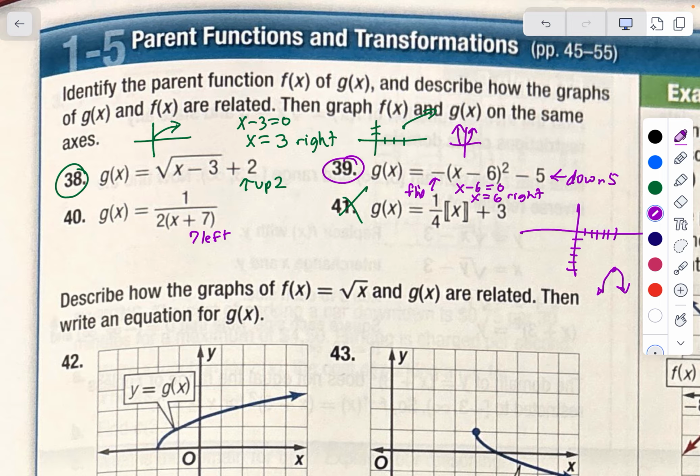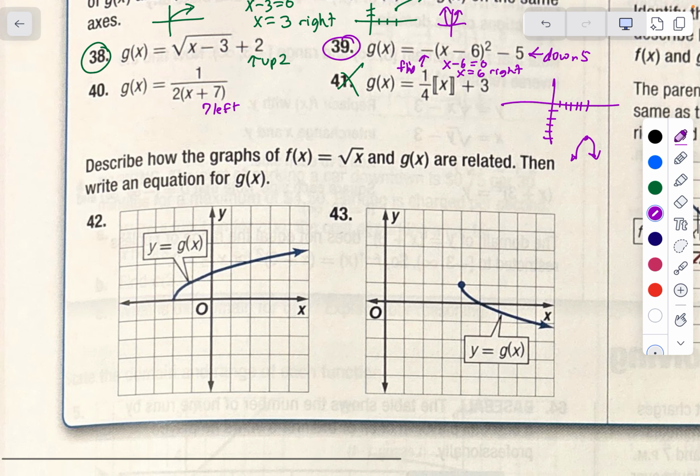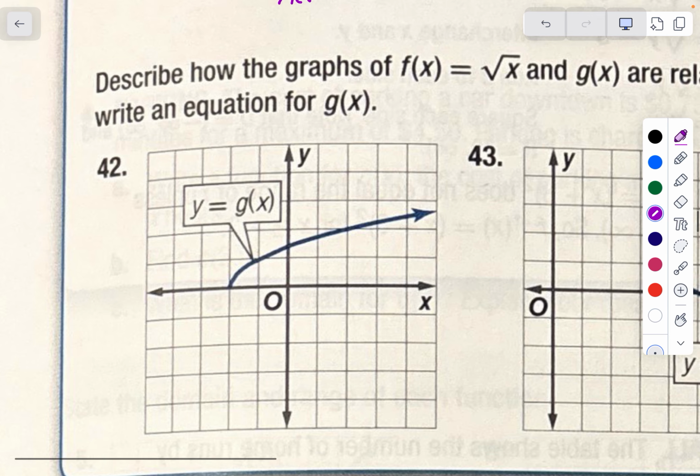Let's not worry about 40 right now. Let's just do 42, and then we'll be done with this section. This is the square root function, and if we want to move it 2 to the left, then our new equation has to be the square root of x plus 2. Because remember, it does the opposite on the inside. If you add 2, it'll move it to the left. If you subtract 2, it would move it to the right.